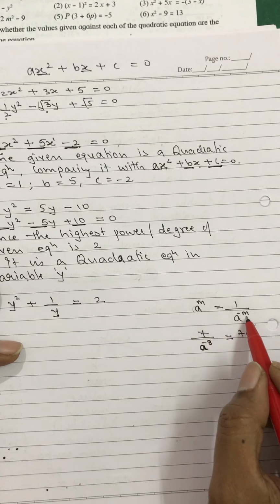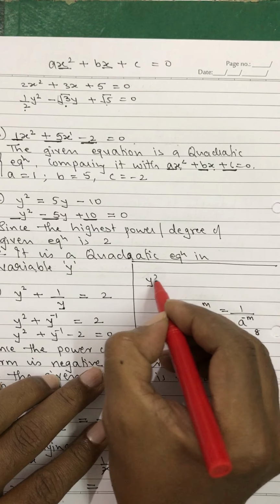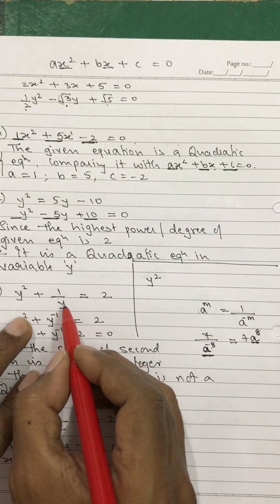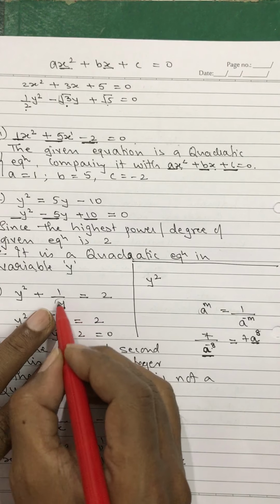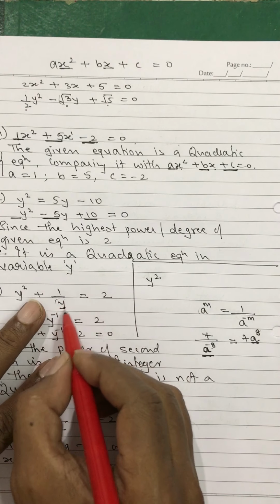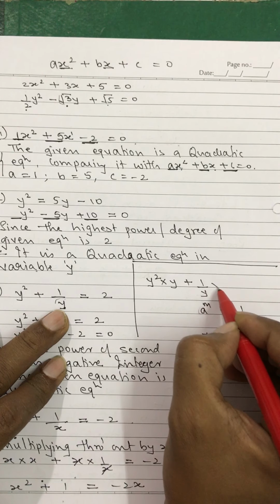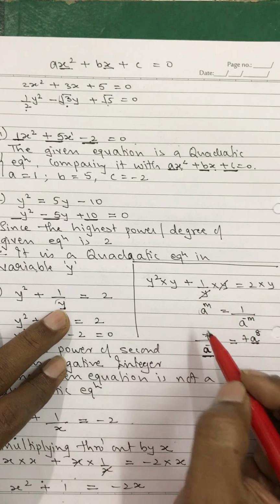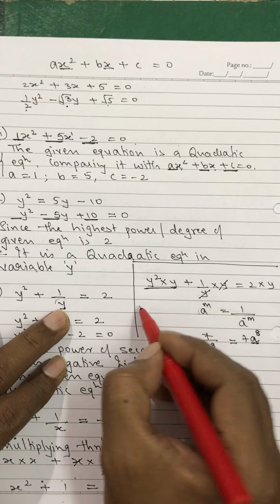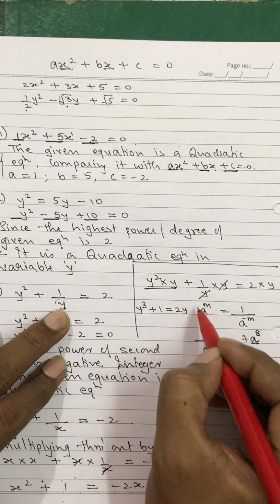See, if I would have done the same thing with the previous question, it would not have been a quadratic equation. Why? Because if I multiply this equation by y, to get rid of the denominator y, I will have to multiply throughout by y. So y square into y plus 1 upon y into y is equal to 2 into y. Here definitely the y will go, but then this y square into y will become y cube plus 1 is equal to 2y.